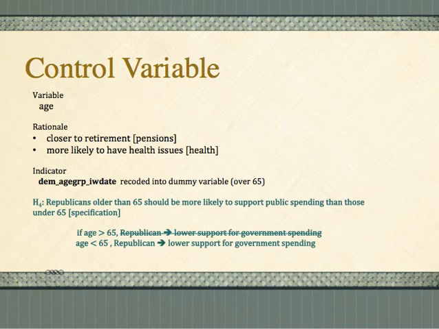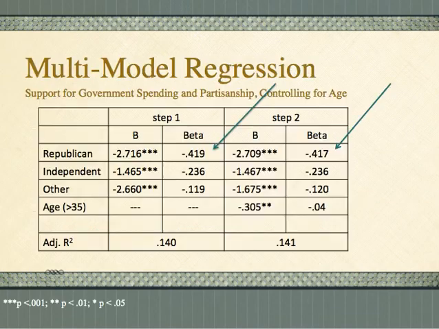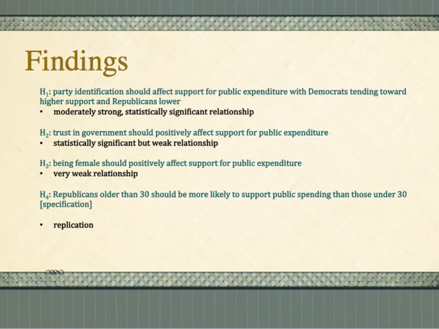This brings us to my last hypothesis, which is that this will be a case of specification, in which Republicans who are older than 65 will have less of a negative relationship with support for spending than those under 65. This is my hierarchical regression in which I controlled for old age, and the result was actually replication. Both the beta scores and explained variation basically did not change, contradicting my hypothesis. The results suggest that there is a strong relationship between partisanship and support for public expenditure and weak relationships in terms of gender and trust in the government. That means only my first hypothesis was proven true.